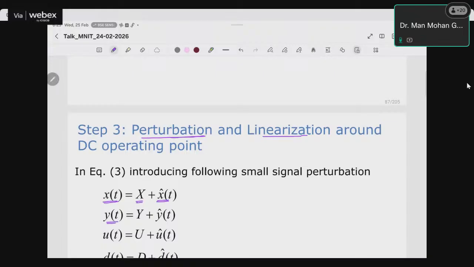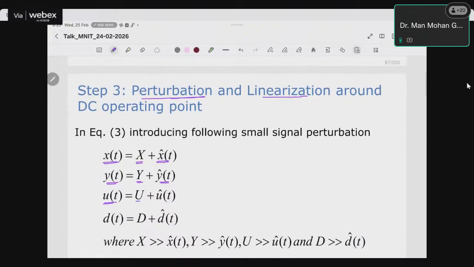Same thing we do in y also, which is the output voltage: DC value and its variation. Same we do in the input signal, U plus u cap. Somewhere you will see it written as a tilde, somewhere as a cap. Both are valid. Then for the duty cycle, we consider its nominal value and variations. These small x cap(t), y cap(t), u cap(t), d cap(t) are called variations or perturbations. These perturbation values are obviously very much less than their respective DC values.